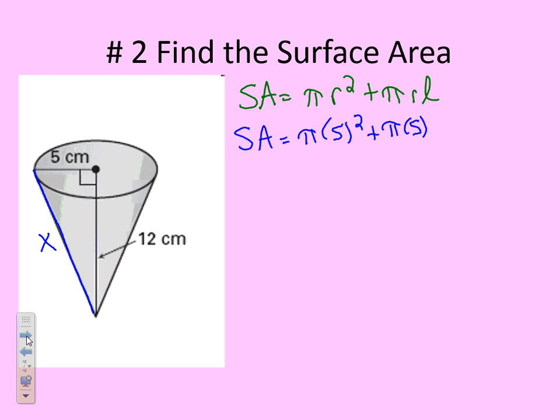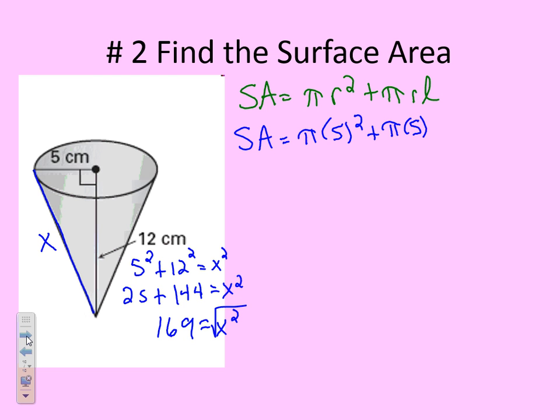I have a right triangle, I know 2 sides, so I'm going to use Pythagorean theorem. I have 5 squared plus 12 squared equals x squared. 25 plus 144 equals x squared. And then I'm going to get 169 equals x squared. Square root of both sides. 13 equals x. So my slant height here is going to be 13. So I can plug that in for my L.